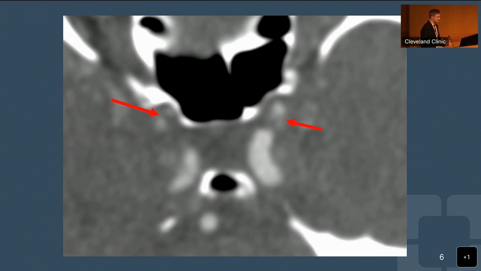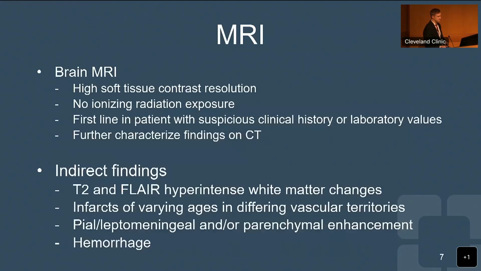Here's an example of a CTA zoomed in on the area of the circle of Willis. What the arrows are pointing out are areas of severe luminal stenosis in the para-ophthalmic ICAs. So you can see the larger vessels are very clearly outlined here on a CTA. It's a good initial tool to look for any abnormalities in luminal irregularity. I believe this patient had giant cell arteritis.